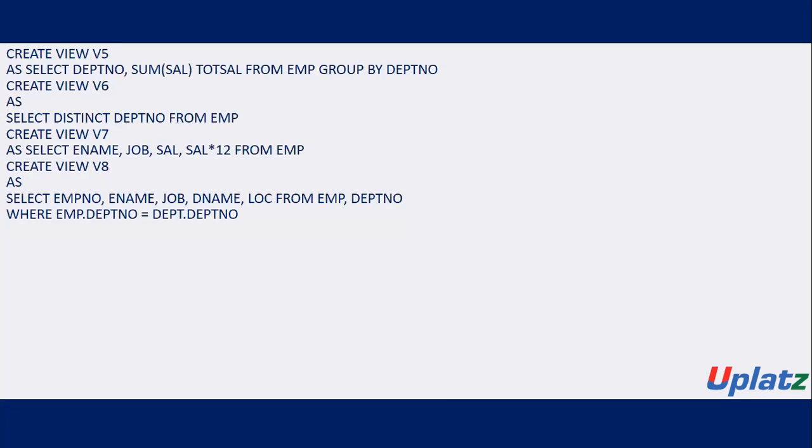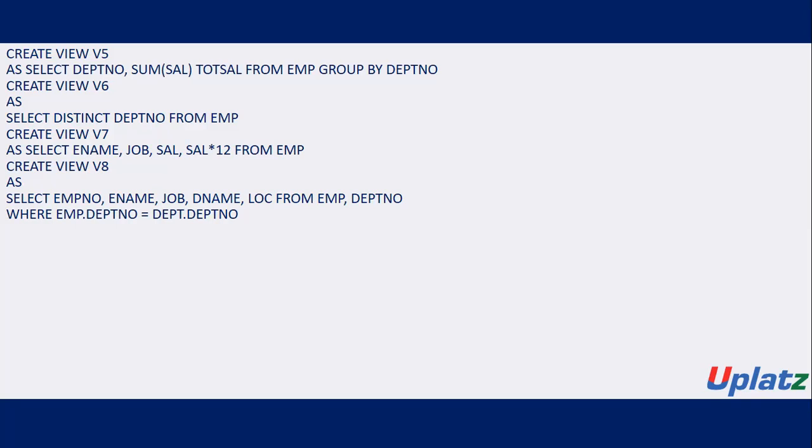So let us see the example. Let us try to understand the concept of complex view with the help of an example. So here we are creating a view V5. We are creating a new view called V5 as select department number, sum of salary. We are assigning an alias, total salary. In short, we are writing it as tot sal from employee group by department number.